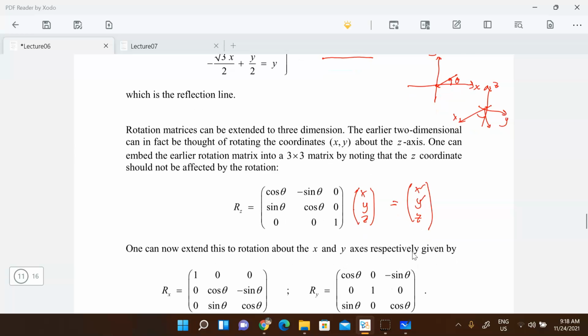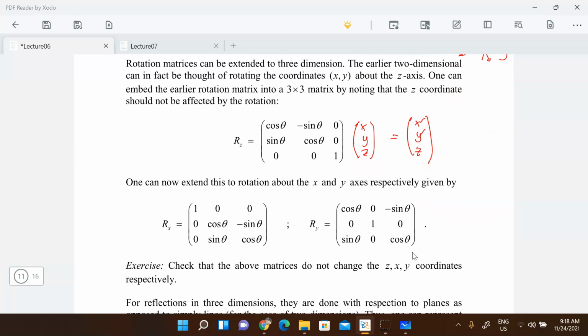Okay, now one can ask, if that is a rotation about the z-axis, what about the x-axis and y-axis? Of course, it's quite easy to generalize this. For the rotation about the x-axis, your x coordinate will not change. So then your 1 will be here, and the 2D rotation matrix will appear below here instead of above here.